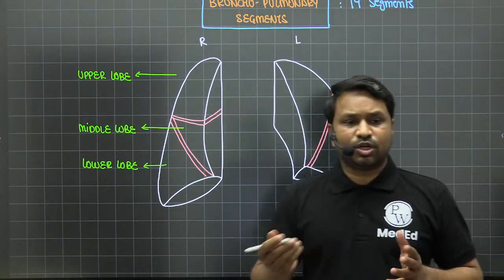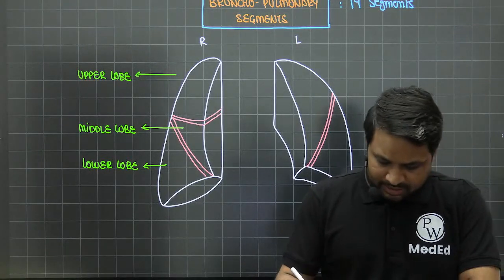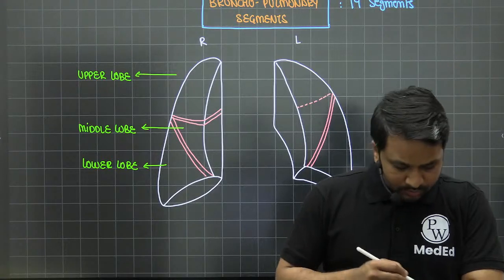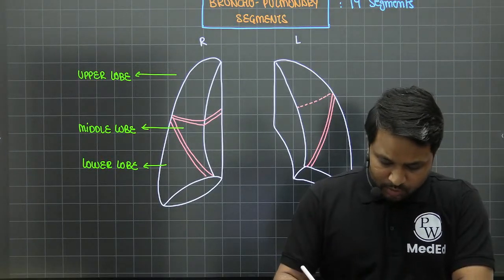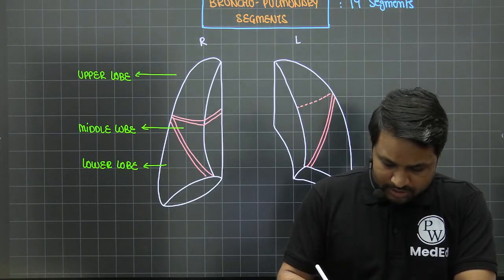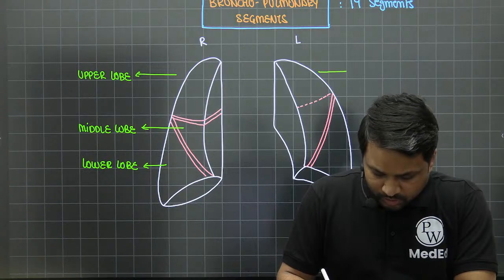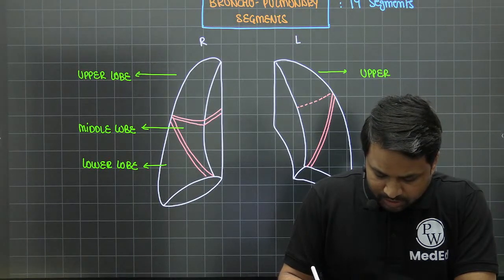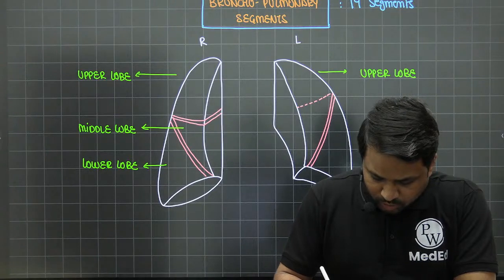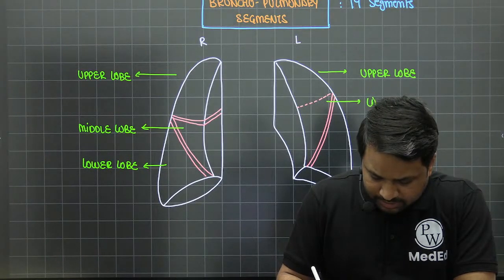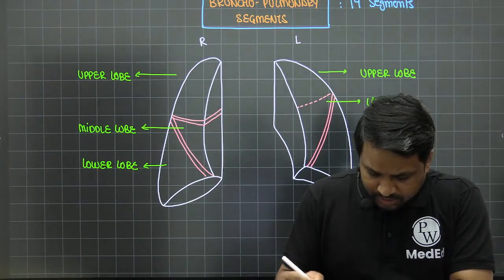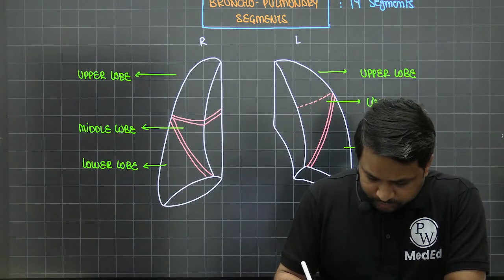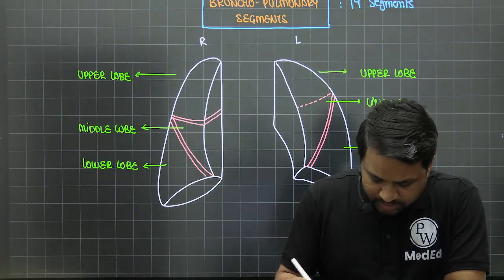The left side does not have a middle lobe, but there is something equivalent to the middle lobe, which is what we call a lingula, right? So you will see something equal to that of the middle lobe, that is called the lingula. So this is what we call the upper lobe, that is left upper lobe. There is no middle lobe. This is what we call the lingula. And this is what we call the lower lobe.